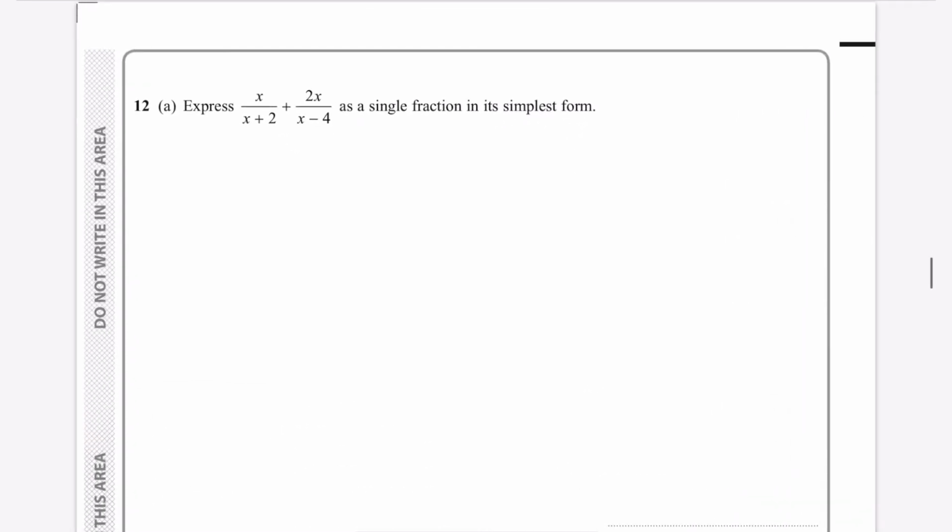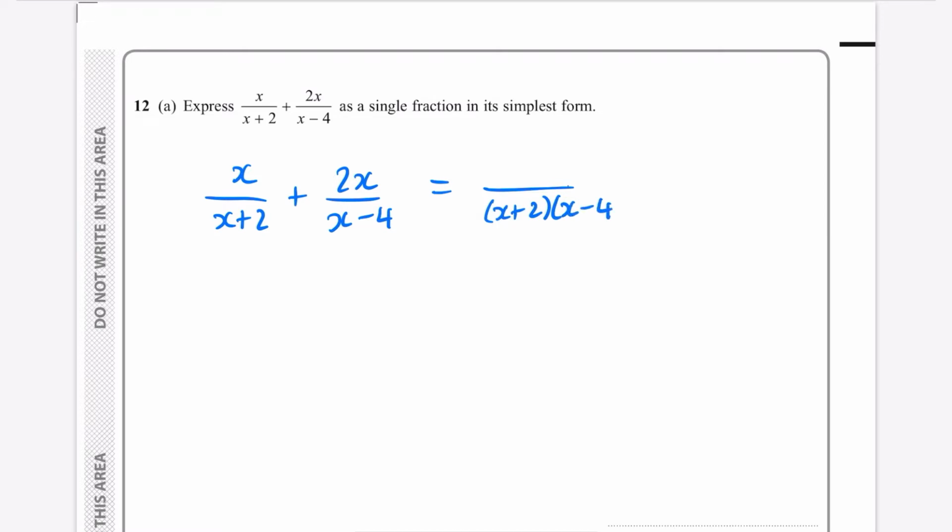Okay, 12a, express this as a single fraction in its simplest form. So we have x brackets x plus 2, plus 2x over x minus 4. Now to get a common denominator, we want the common denominator to be x plus 2, x minus 4. So that means this one needs to be multiplied by an x minus 4 to get that common denominator, and this one needs to be multiplied by an x plus 2. So we get a 2x brackets x plus 2.